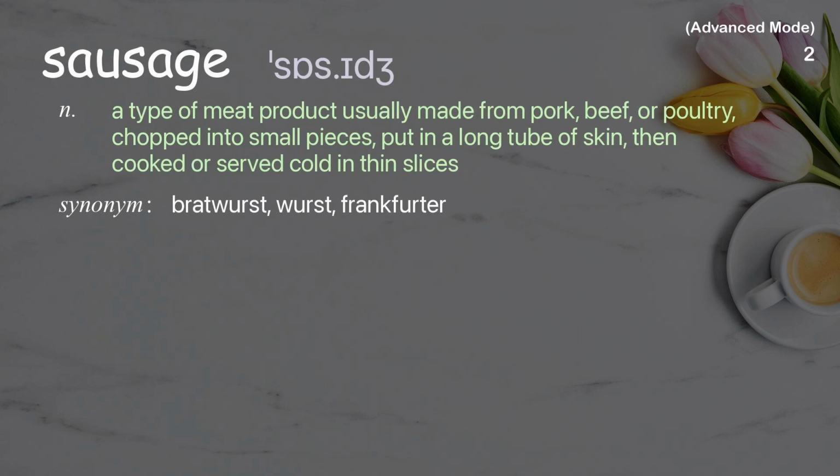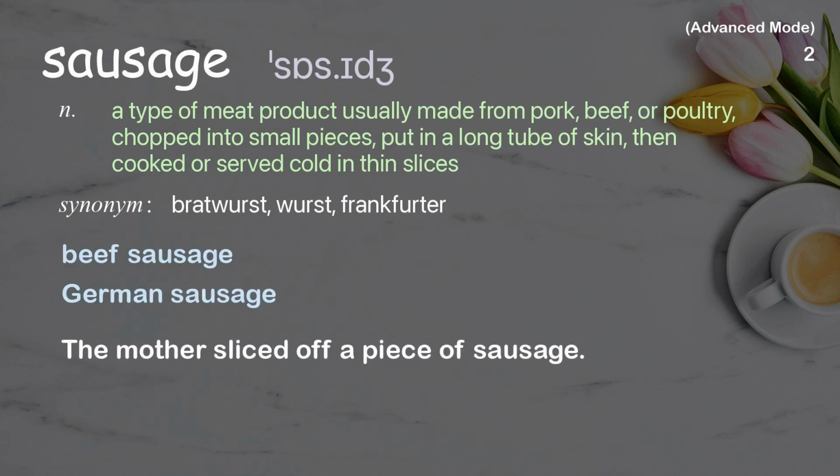Sausage. A type of meat product usually made from pork, beef, or poultry, chopped into small pieces, put in a long tube of skin, then cooked or served cold in thin slices. Examples: Beef sausage. German sausage. The mother sliced off a piece of sausage.